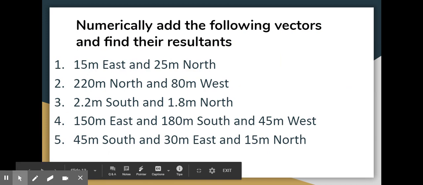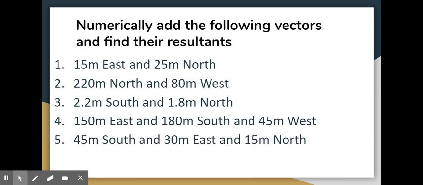Okay, so I would like you to practice these. Good idea to go ahead and practice some of these, but we'll do maybe one or two together. So looking at number 1, we're going to numerically add the following vectors and find the resultants. When we're doing this, it's super important for you to draw a picture so that you can, number 1, see if you're solving it right, and number 2, see if your answer looks legitimate. See if your answer looks like it matches your picture.